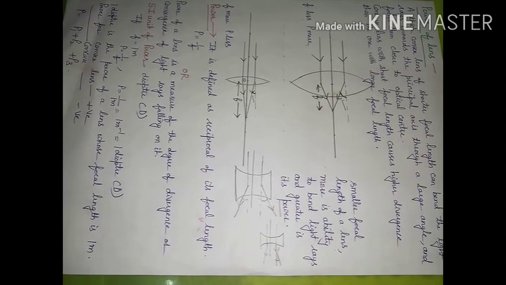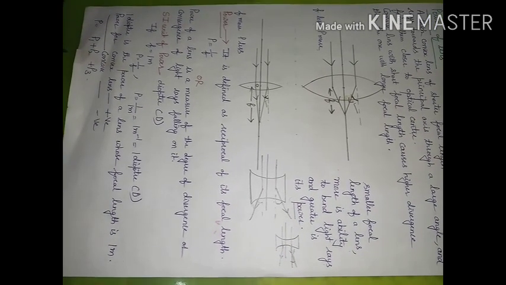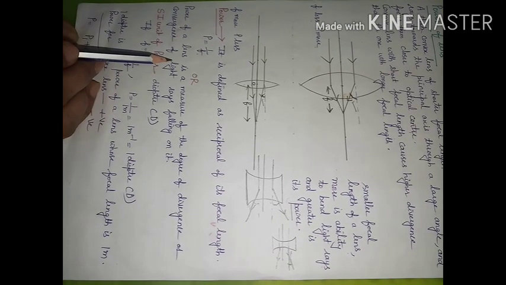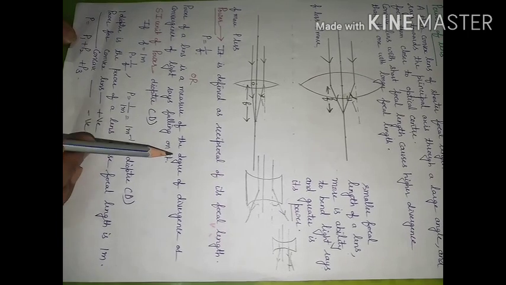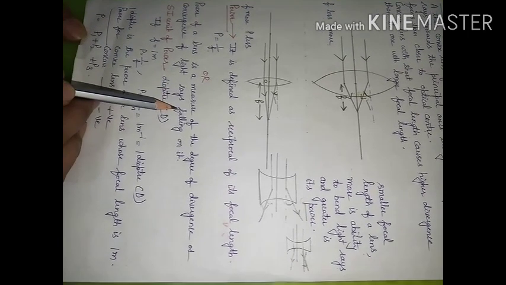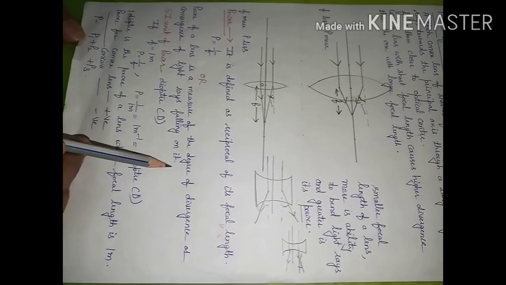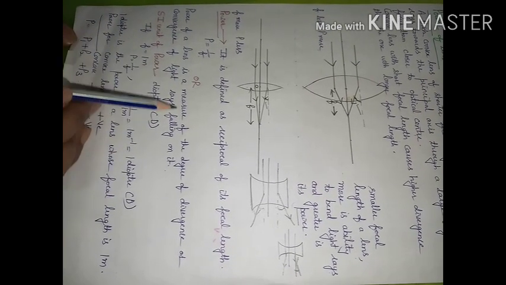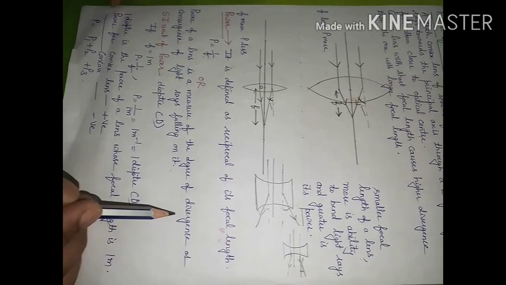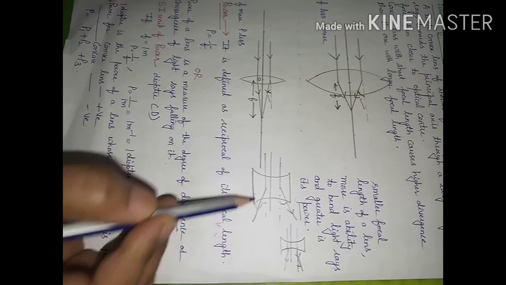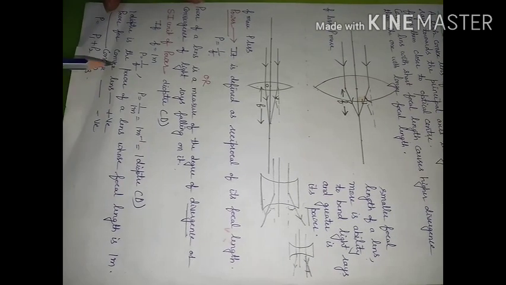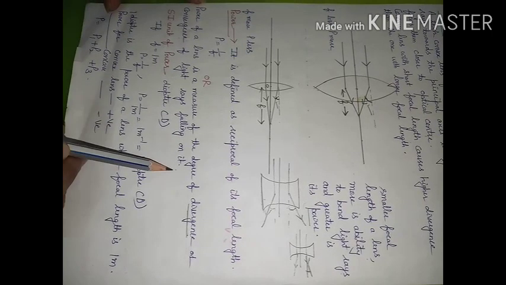So what is the definition of power? Power you can define as the reciprocal of focal length, or another definition of power is, it is the measure of the degree of divergence or convergence of light rays falling on it. It means the power of a lens is a measure of the degree up to which it can diverge, in which case a concave lens, or it can converge. Convergence will be in case of a convex lens, of light rays falling on it.